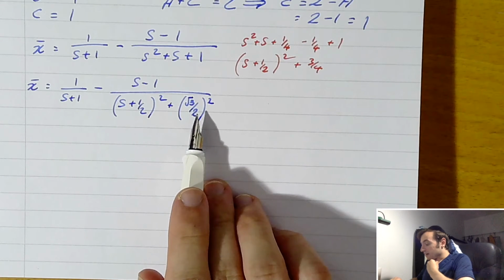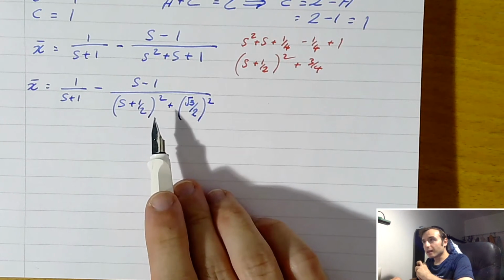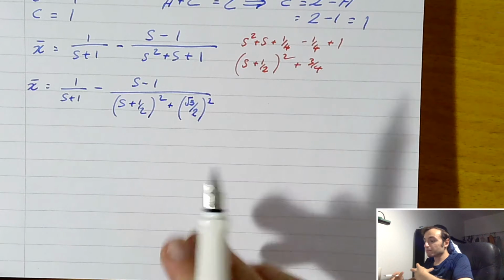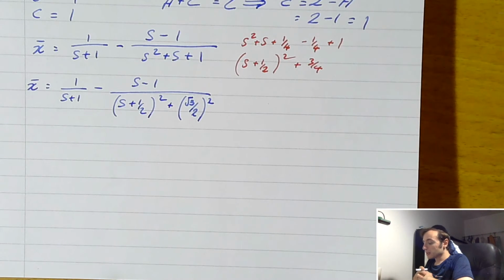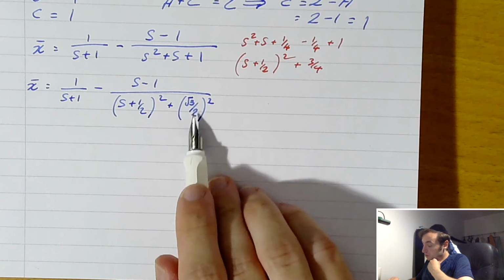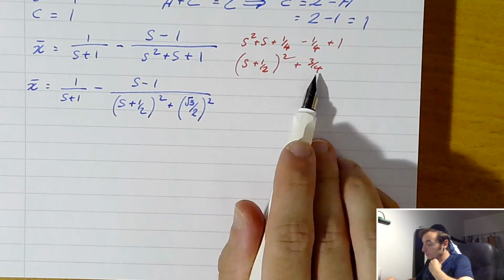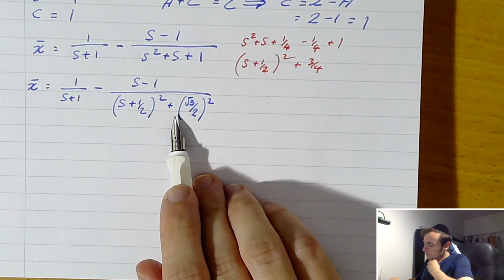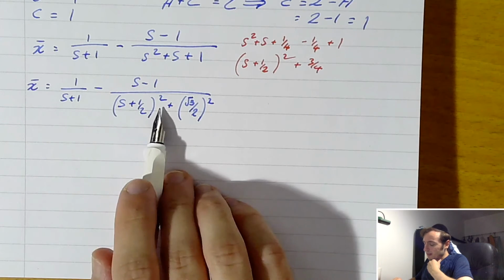And the reason I'm doing it in that format is because I want something that's going to look like something that's familiar in the Laplace forward transform, an s squared plus an a squared. So it's exactly the same thing. I just square that, root 3 on 2, you end up with 3 on 4. Same thing. This is the easy bit here. We know what that is.